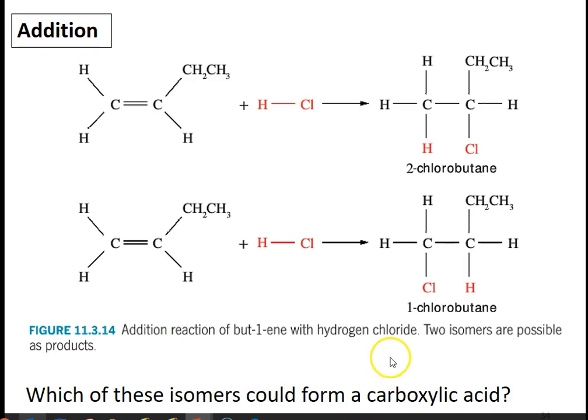So which of these isomers would form a carboxylic acid? So you remember, as you're going along from alkane to chloroalkane, etc., you need to have your chlorine on the end, so you get your OH on the end, so you get your aldehyde on the end, so you get your carboxylic acid on the end. So this one, 1-chlorobutane, has the chlorine on the end, so it could form a carboxylic acid. This couldn't.